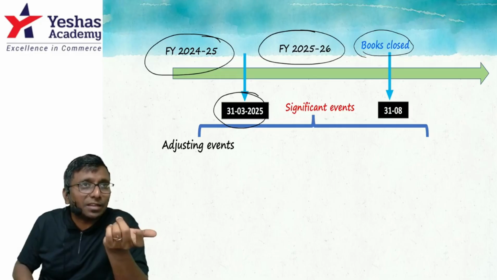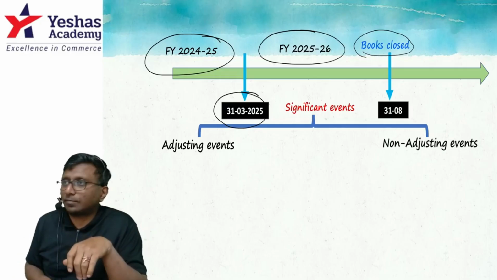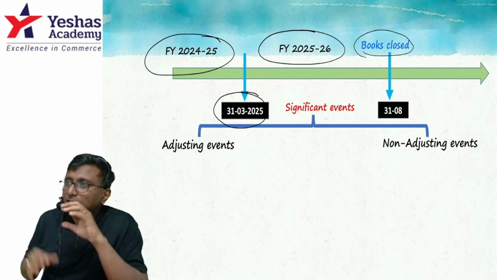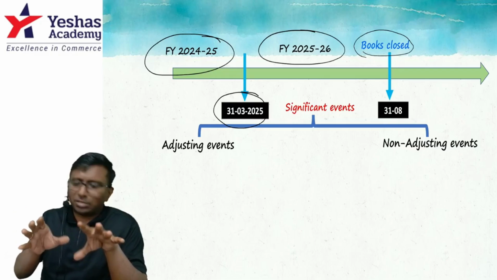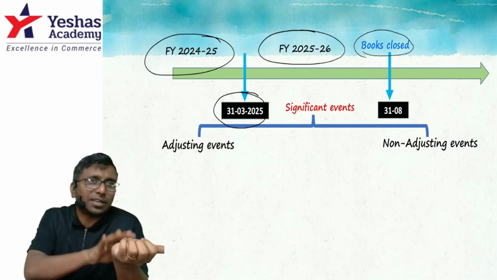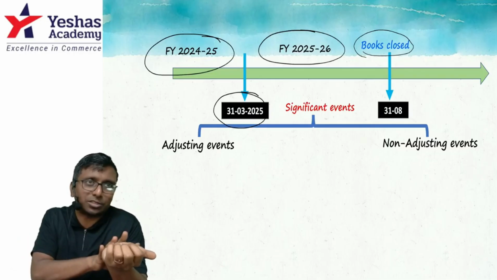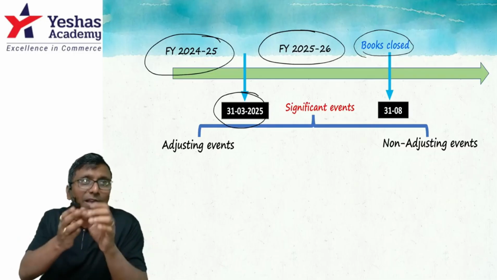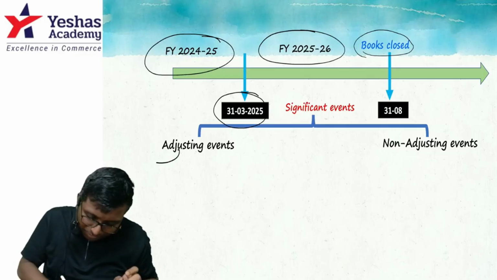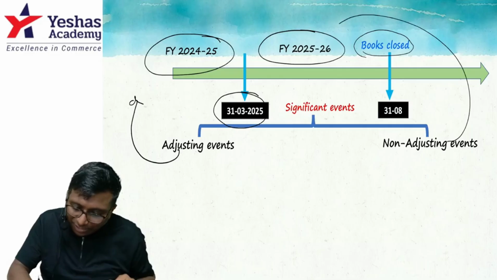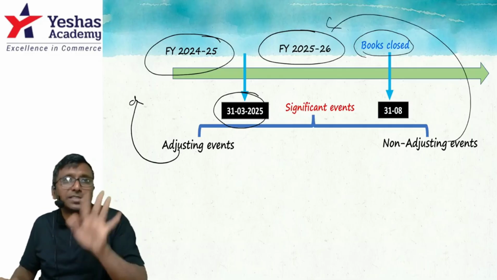Adjusting events and non-adjusting events. What do you mean by adjusting? Adjust means simple. If it is an adjusting event, what should I do? I'll adjust in 24-25. If it is non-adjusting, we'll record it in 25-26.